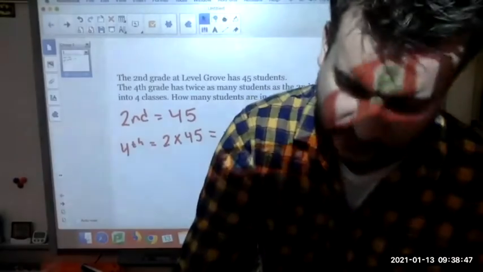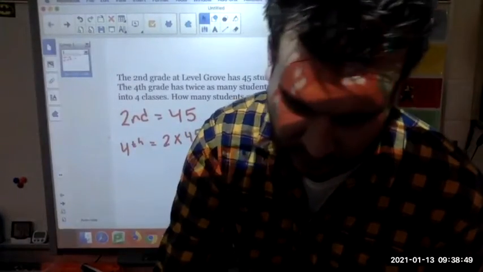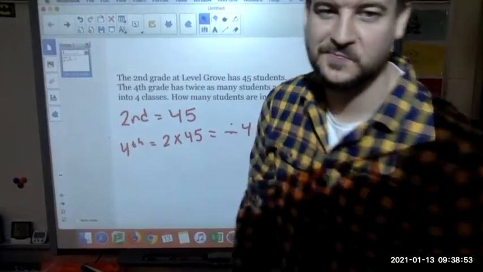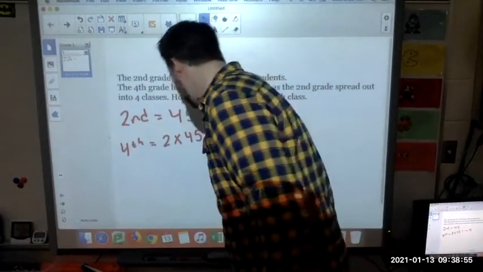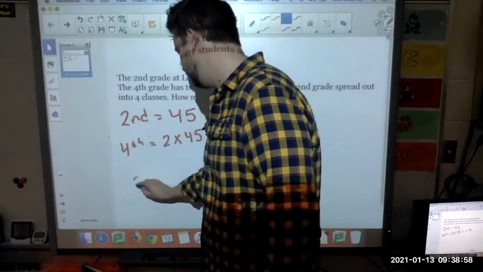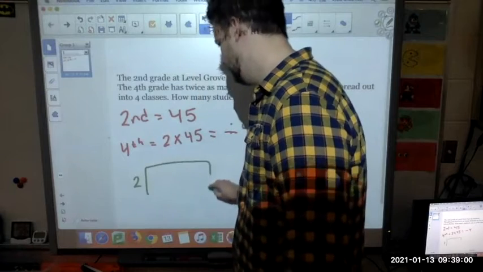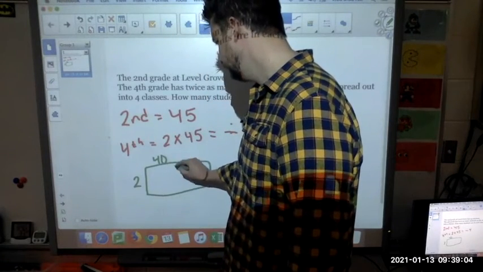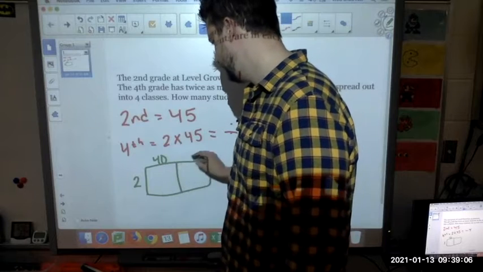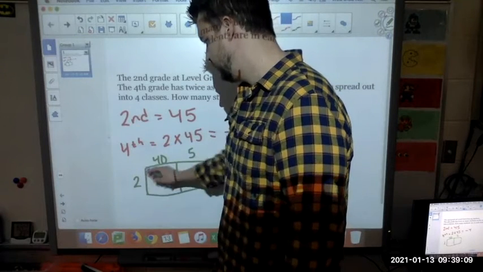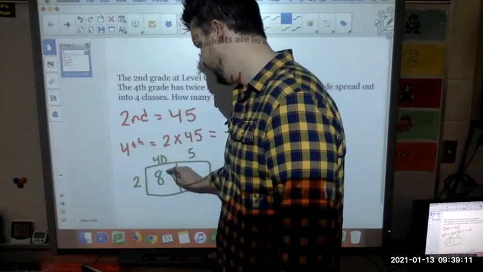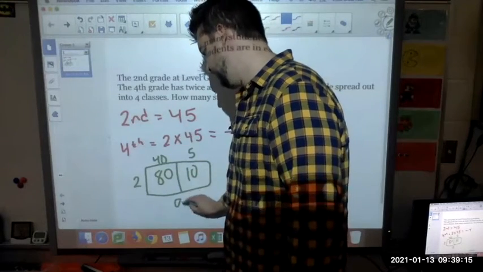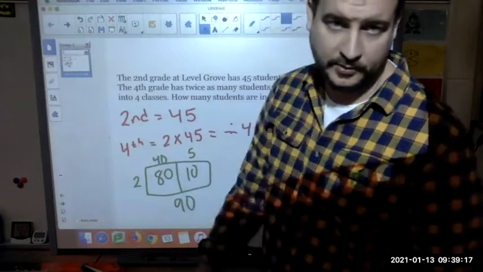All right, going back to what we were doing before. We're going to multiply this part first. You know me, I like the area model, but if you use a different strategy, you totally can do that. 2 times 40 and 2 times 5. 2 times 40 is 80. 2 times 5 is 10. 80 and 10 make 90. So there's 90 students in fourth grade. Okay?